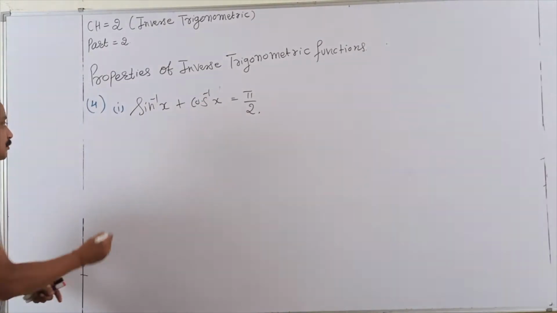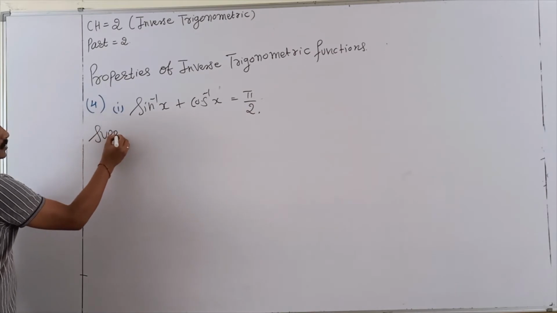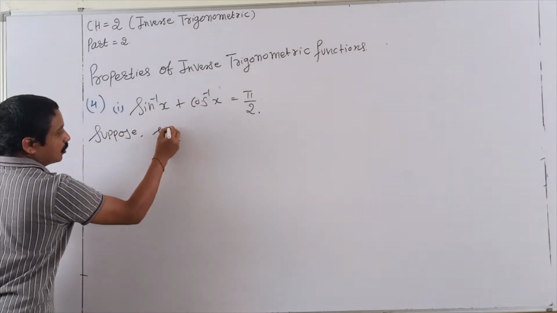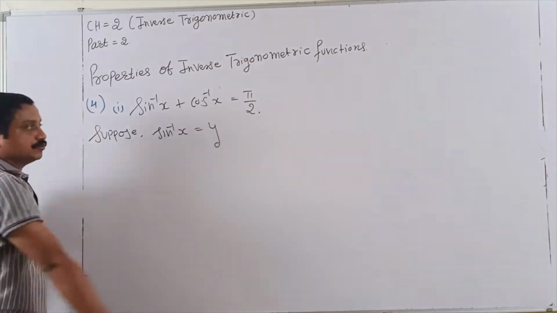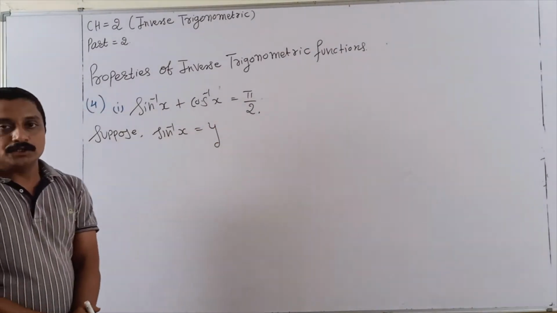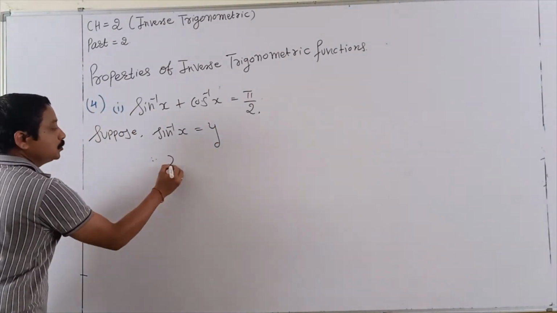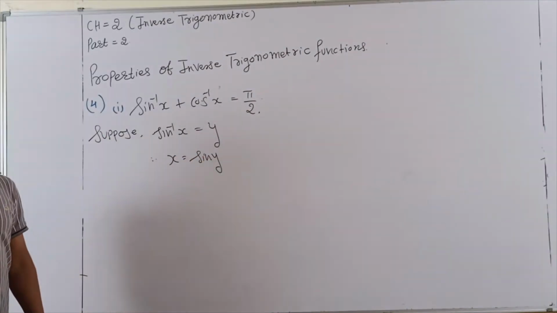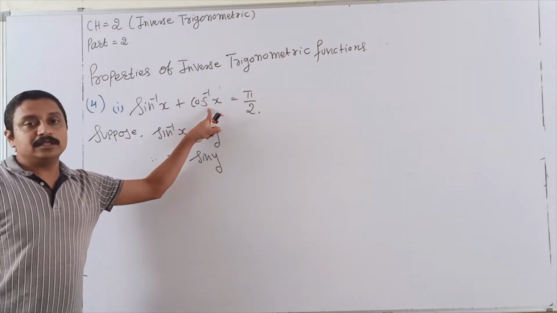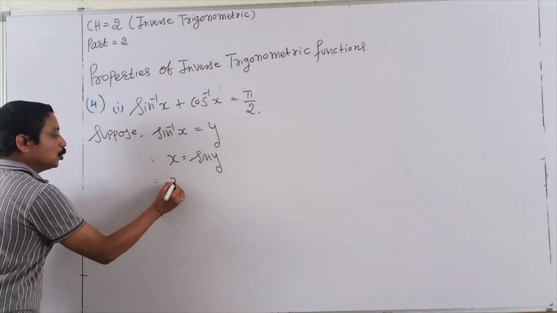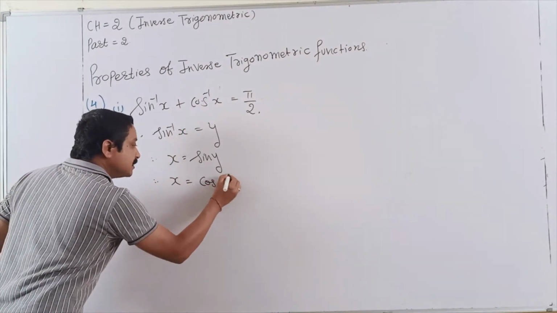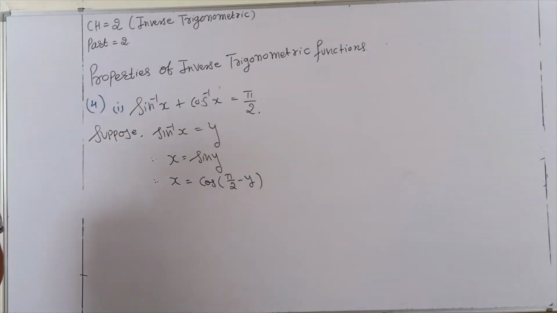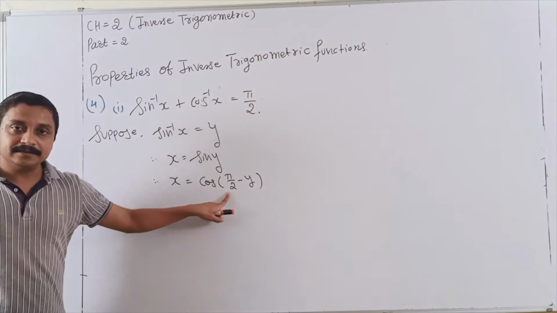So it's very easy, students, proving. Suppose sin inverse x is equal to y, assumption. So definitely, what is the x equal to? Yes, it is converting into sin y. Now I want it in terms of cos. So you know that it is cos of 90 minus y. Why have we written 90 only?